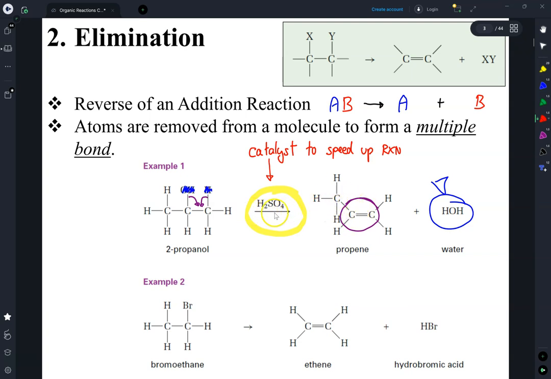Instead, they just sit above the arrow to show the reader that it helps the reaction proceed forward. In example 2, we see a single bond becoming a double bond, which is a sign that an elimination reaction has occurred. Again, the H and the Br are removed from the molecule to form hydrobromic acid, and now that they have been eliminated, the empty bonds can then collapse to form a double bond. So we're going from an alkane into an alkene.